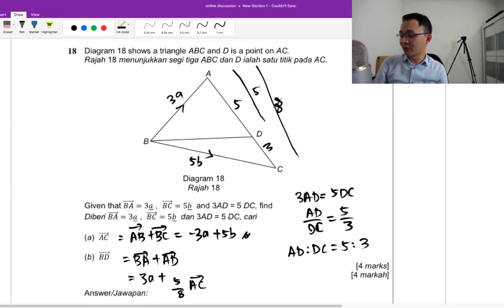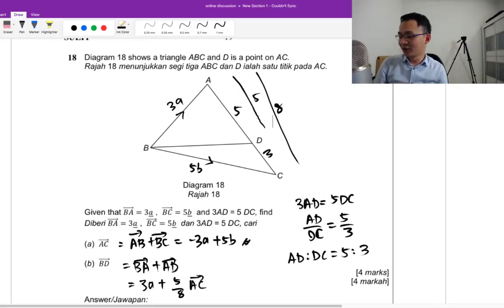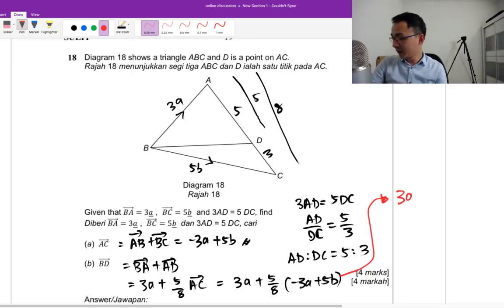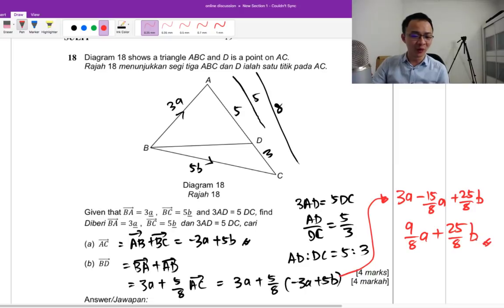Then I just do the substitution here. So which is 3A plus 5 over 8 bracket negative 3A plus 5B. Then I will just solve this one. So I have 3A, I will multiply minus 15 over 8A and then plus 25 over 8B. Alright, so 3 times 8 is 24, so you will get 9 over 8A plus 25 over 8B. It's kind of weird, but I hope this answer is correct.